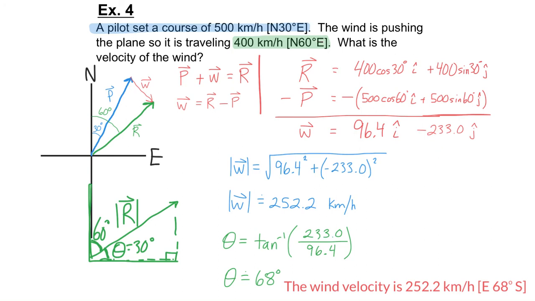So there's some applications of vectors. You can solve vector problems geometrically or algebraically. Either way is fine. You should arrive at the same answer. So now just try some practice problems, and if you run into trouble, reach out and I'll do my best to help.